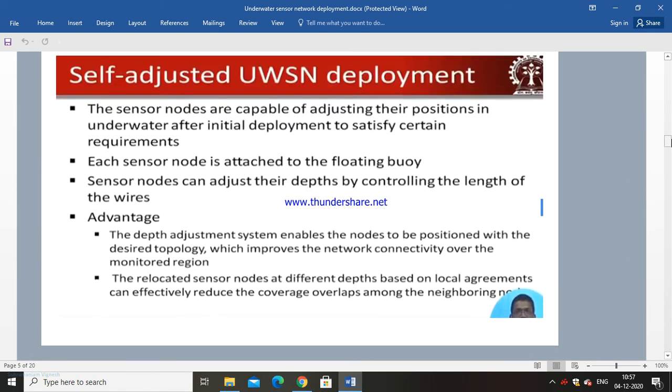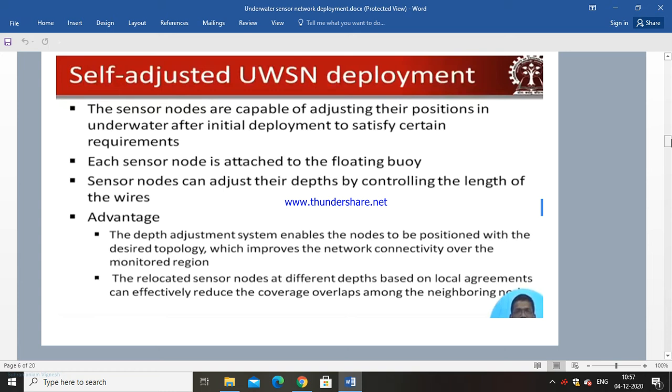Next is self-adjust underwater sensor deployment. The sensor nodes are capable of adjusting their position underwater after initial deployment, as the name itself says, to satisfy certain requirements. Each sensor node is attached to a floating buoy. Sensor nodes can adjust their depth by controlling the length of the wires.